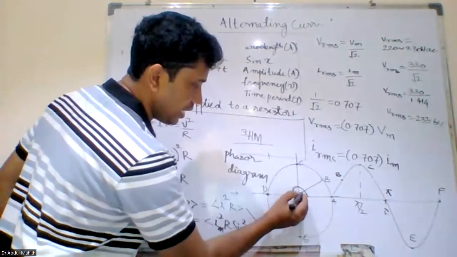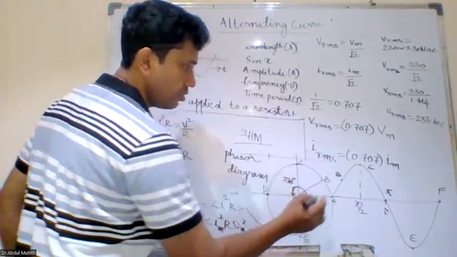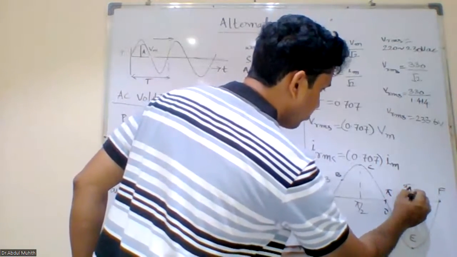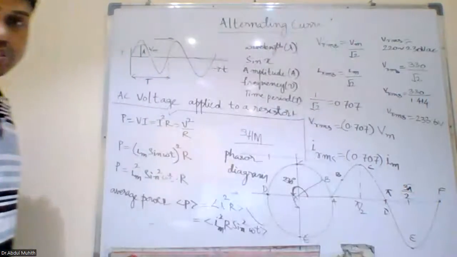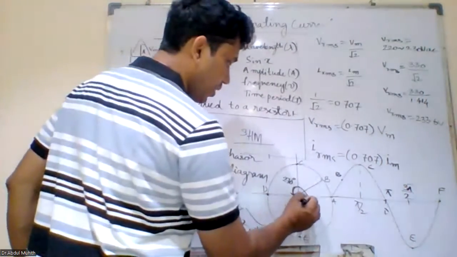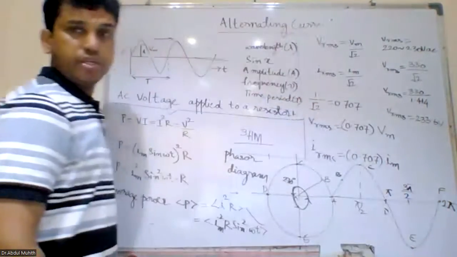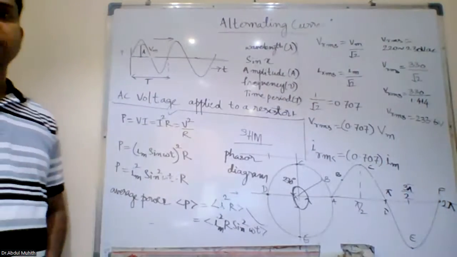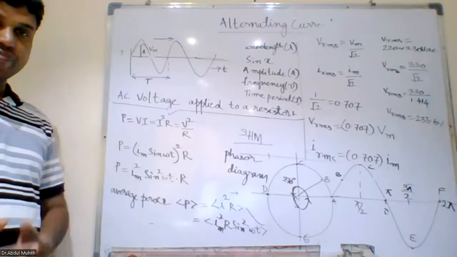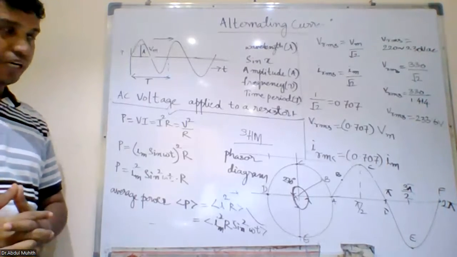Now how much is the angle from here to here? 270 degrees. Is it not 270, 3 pi by 2? So if it completes one rotation, it becomes 2 pi. Is it clear? It becomes 2 pi. Is it not the same? Yes, sir, I had forgotten about this. Now I remember.